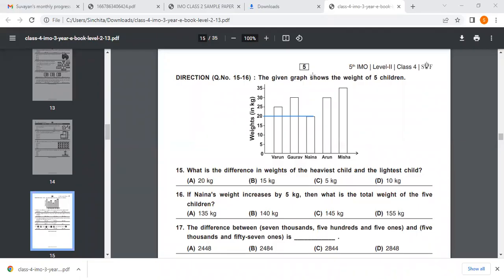Okay. If Naina's weight increased by 5 kg, then what is the total weight of 5 children? Yes, what will you do, beta? Will you add or subtract? Tell me, which process will you follow? You have to find out the total. Tell me, Shuok.